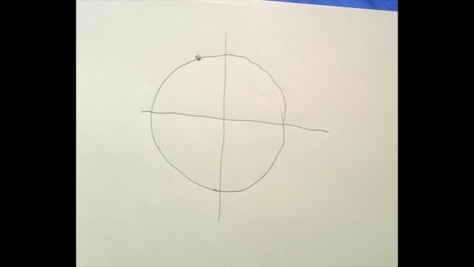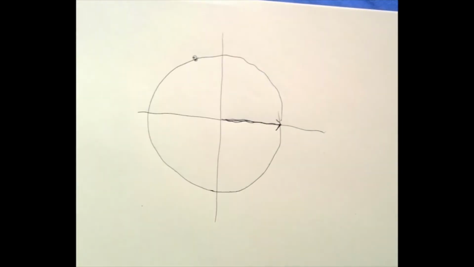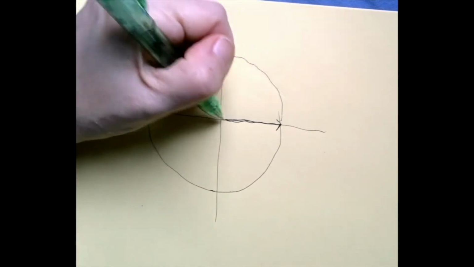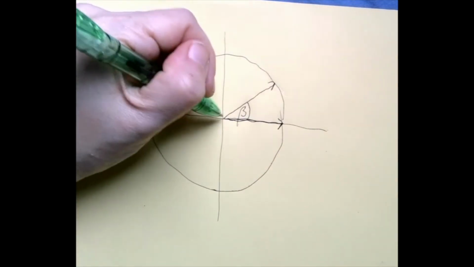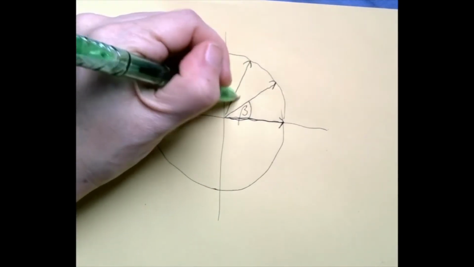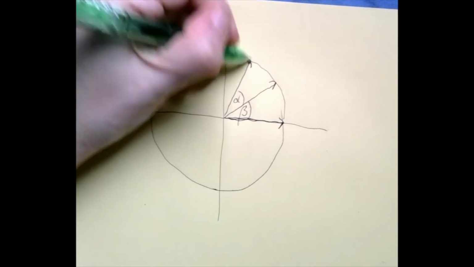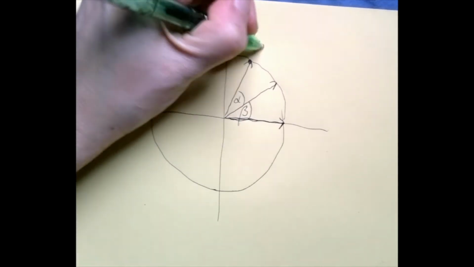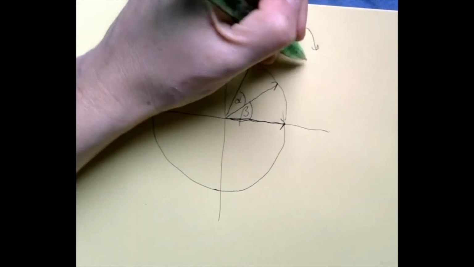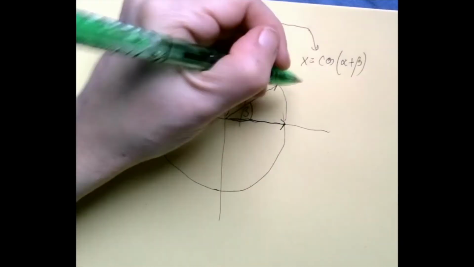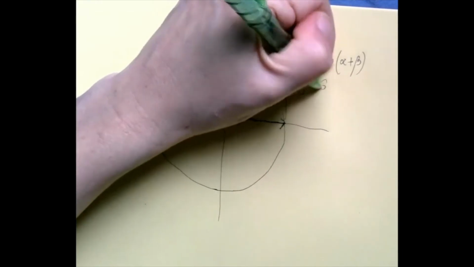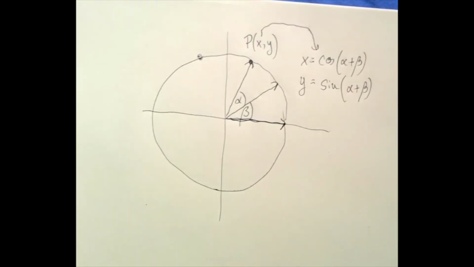Here is what we're going to do. We're going to take a horizontal unit long vector and we're going to rotate it by an angle of beta. And when we're done, we're going to rotate it further by another angle, say angle alpha. And then we're going to figure out the two coordinates of this point. This x here will be cosine of alpha plus beta, and this y will be the sine of alpha plus beta. So that's the plan.